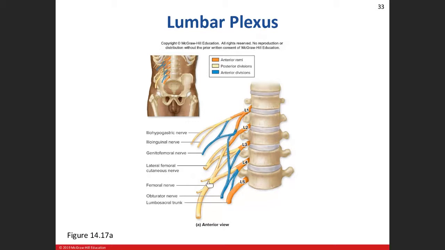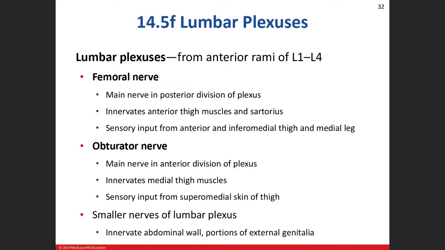You can see here the femoral nerve. It's coming off of the posterior divisions of L2 through L4, and then the obturator is coming off the anterior divisions, primarily L2 and L3, but it can get contributions from L1. All right, questions about that?